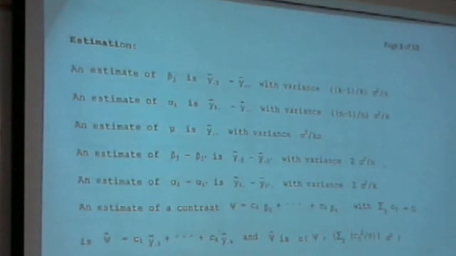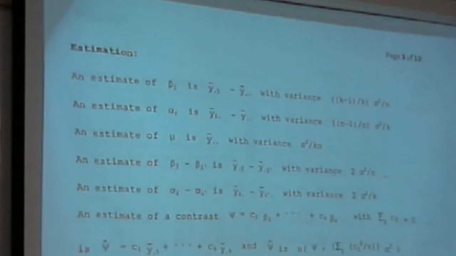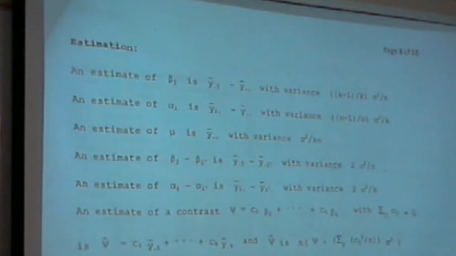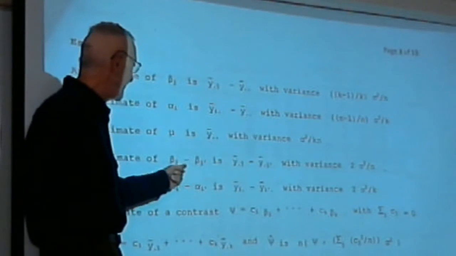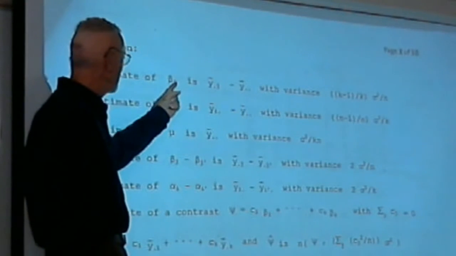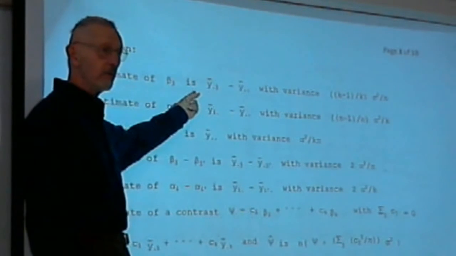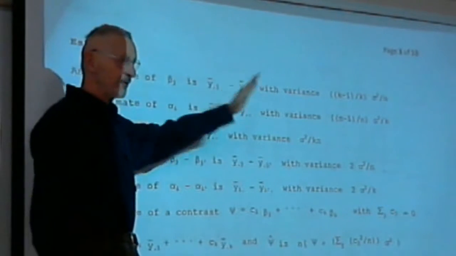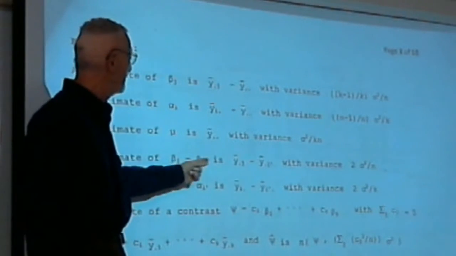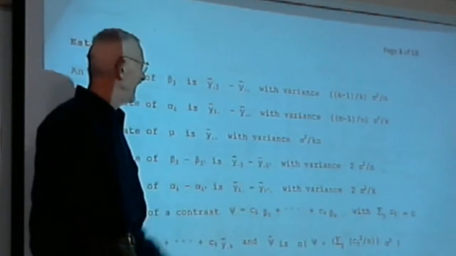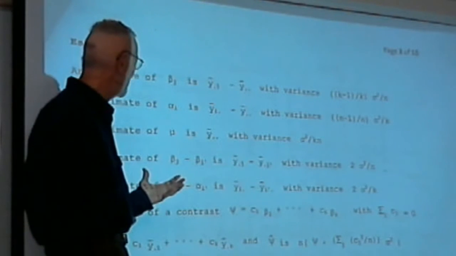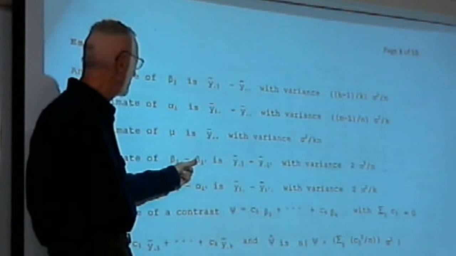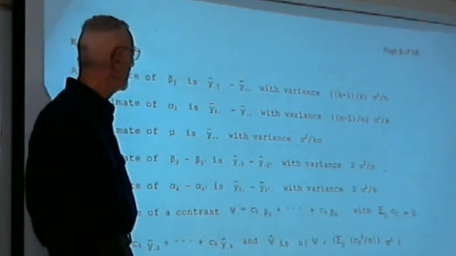Now sometimes we want to make comparisons, and the simplest comparison is a difference. So next it takes up the case of beta j minus beta j prime. How would I estimate that? Well, take a difference between two of these, one with j, the other with j prime. You've got y bar double dot in both of them, so that's going to cancel out. And we're left with just the difference of these two column means as the estimate. So that's how we would simply estimate the difference between two treatment parameters, beta j minus beta j prime.